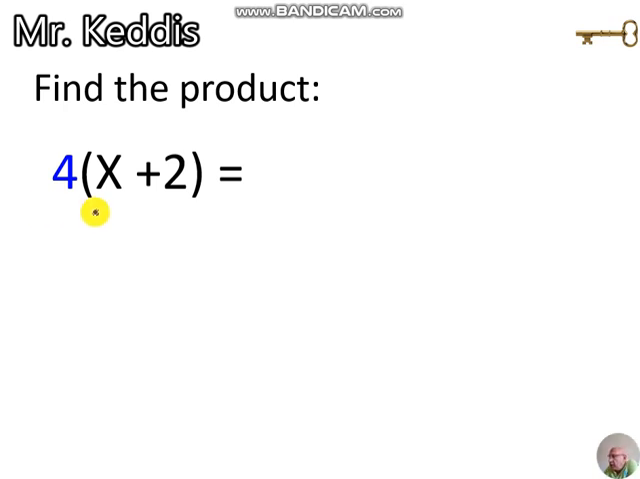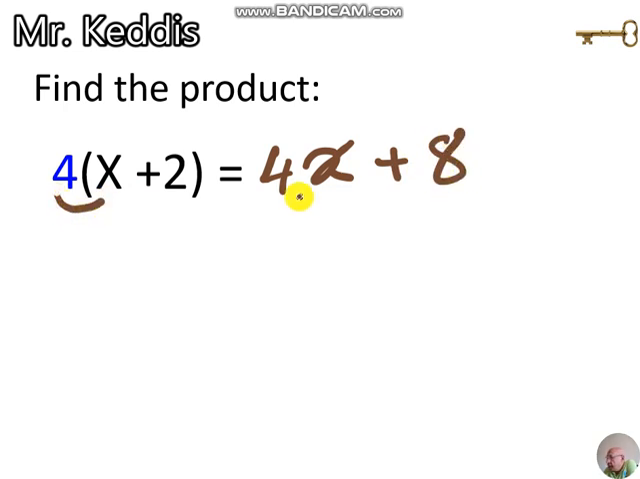When I multiply 4 times x, I get 4x, and 4 times 2, I get 8. When I factor 4x plus 8, the common factor between 4x and 8 is 4. I take the 4 outside, and I open a bracket, x plus 2, and I close the bracket.